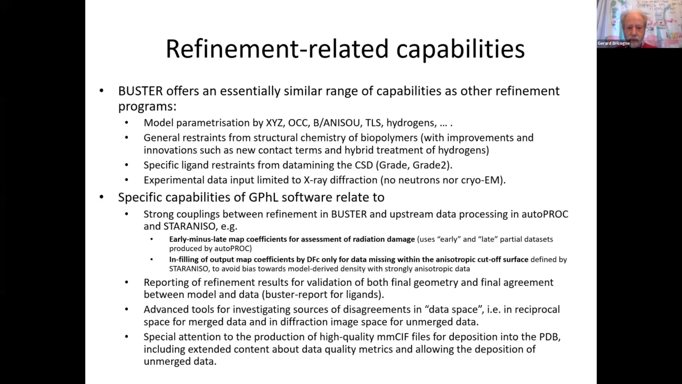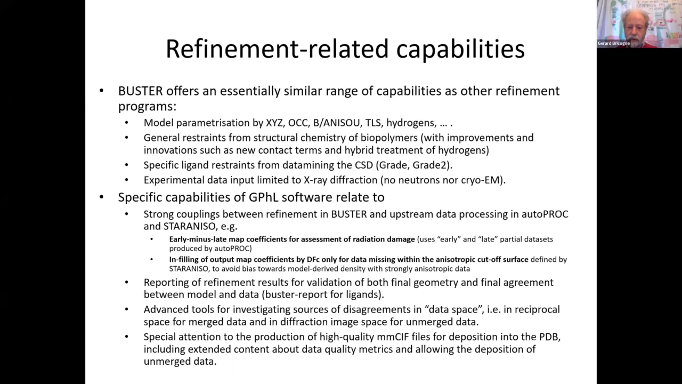We have put some effort into validating the refinement results, especially geometry and density agreement for ligands. I will cover this, and mostly I will cover some tools that we use to investigate sources of disagreements between model and data in data space. So in reciprocal space for merged data and in diffraction image space for unmerged data. That will not include any earth-shattering results, just a quick demonstration of these tools.